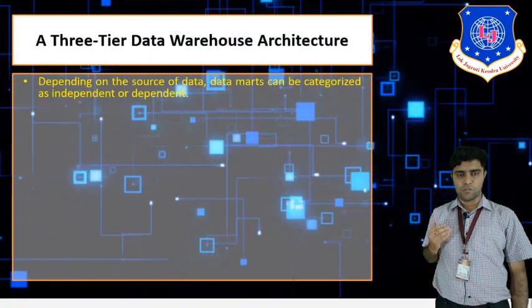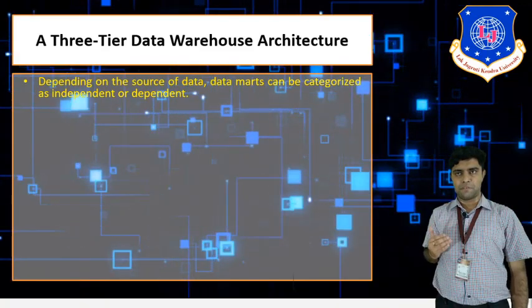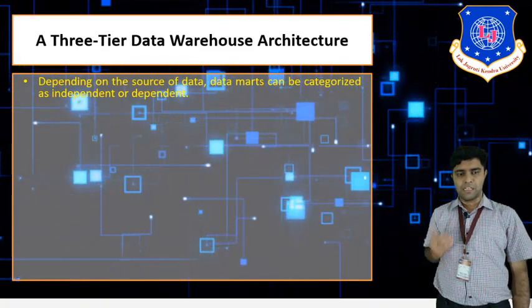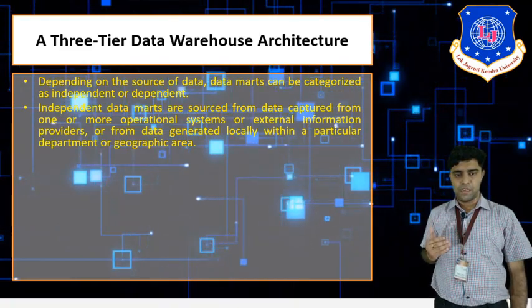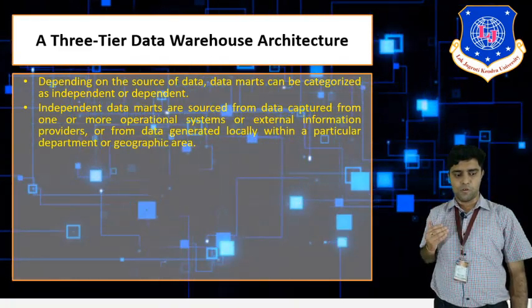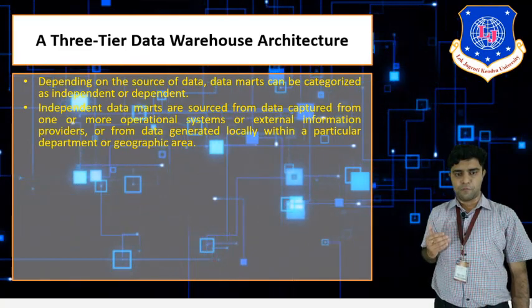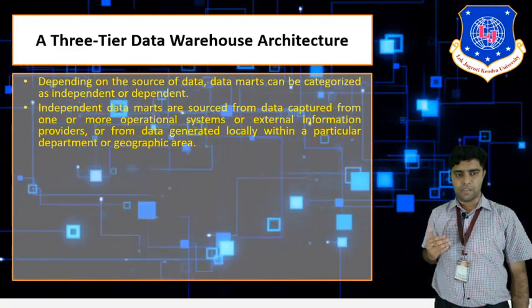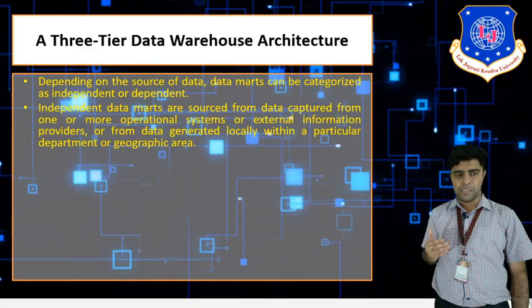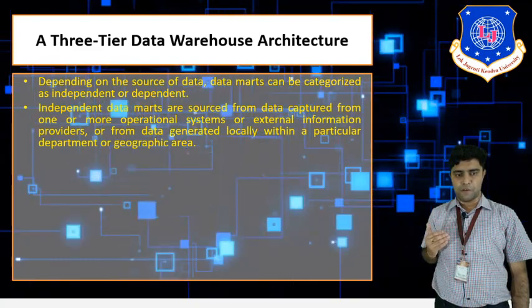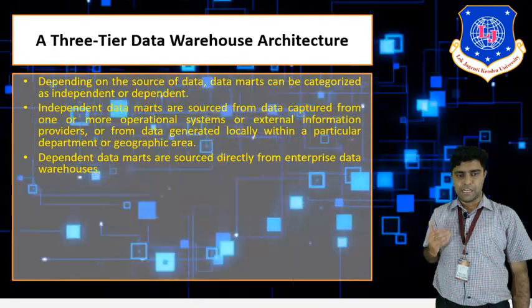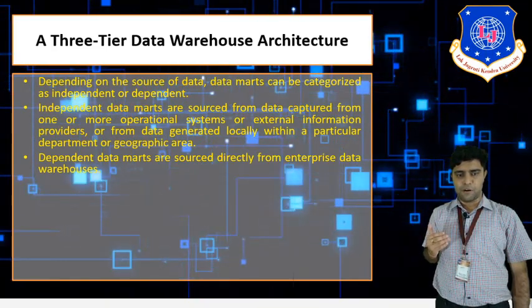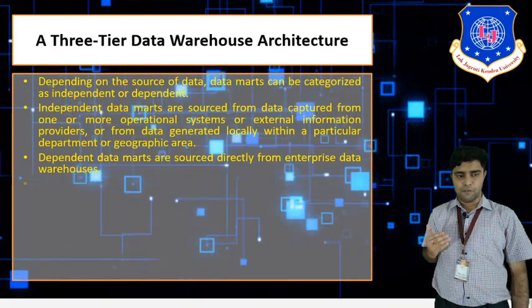Depending on the source of data, data marts can be of two types: independent and dependent. Independent data marts are sourced from data captured from one or more operational systems or external information providers, or from data generated locally within a particular department or geographic area. Dependent data marts are sourced directly from enterprise data warehouses.